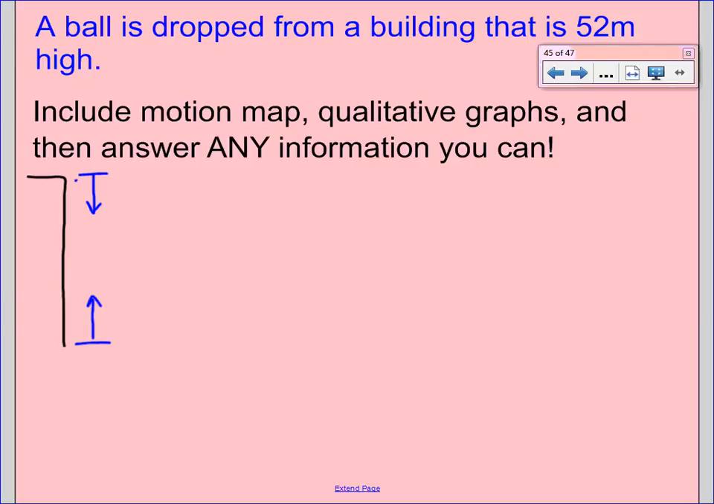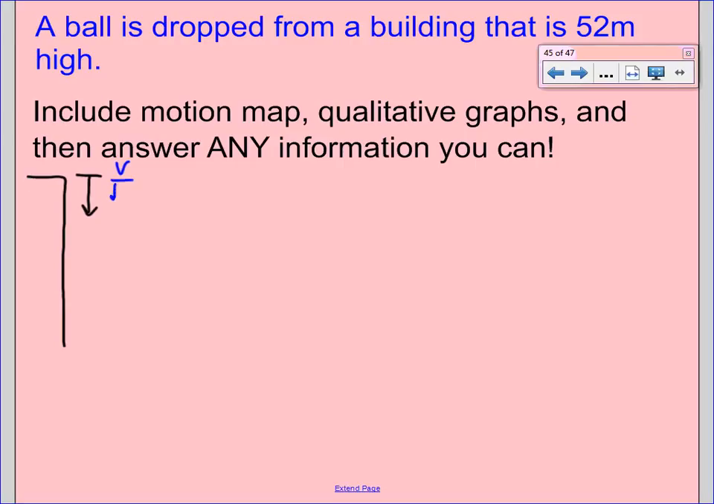Well, if I'm dropping a ball and it's going to fall from the building, the object's moving down. And so it makes sense to make down positive, so that way all of my velocities are positive. So I'm going to erase this bottom reference arrow, and I'm going to make my reference arrow right at the top, just like this. So let's go ahead and draw in my velocity vectors first.